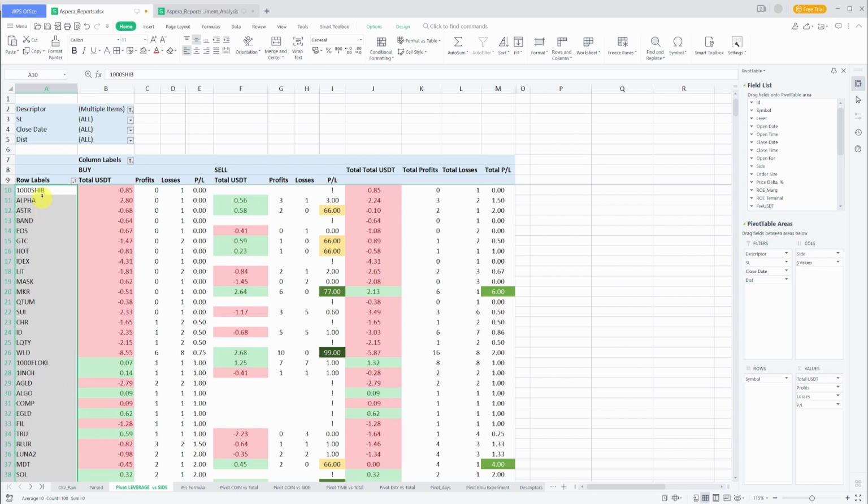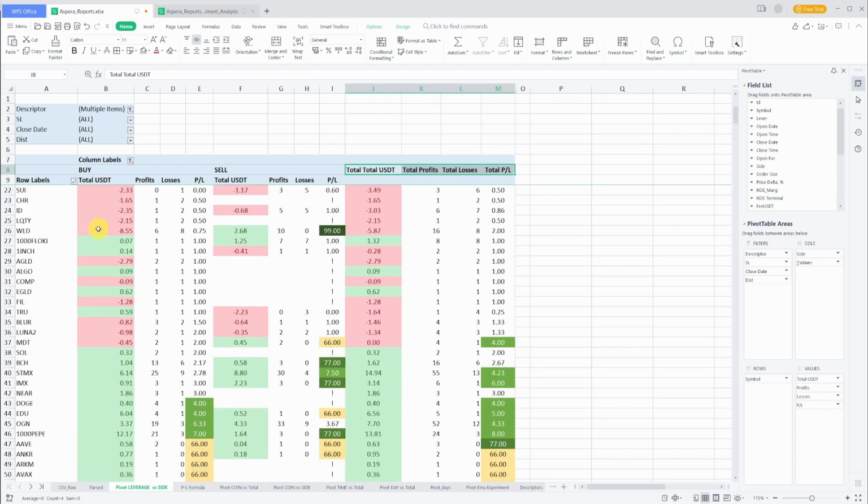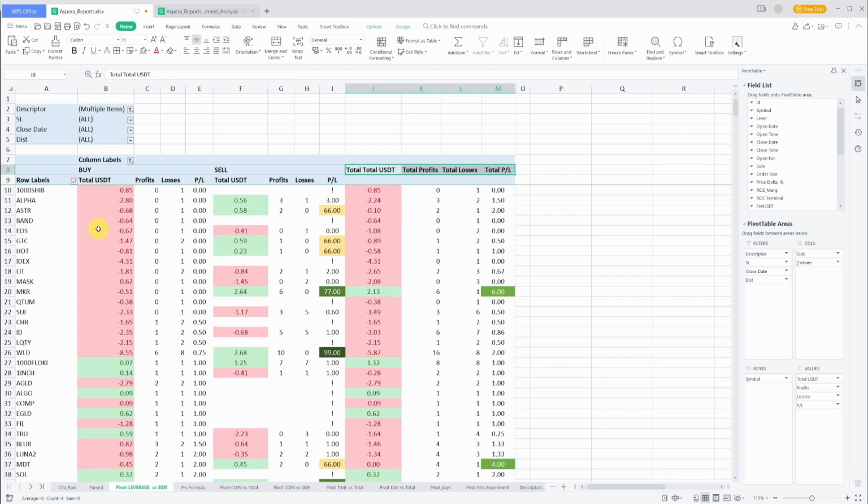Now, what do we have here? Across rows, you already know we got coins. And in the columns, we have the following. So these are split into sections for buy and for sell, and then for the total of buy and sell. Here we have the result of total USDT. This is just to gauge whether it's been overall profitable or not. And then we have this, the number of profits on this coin. On the buy side, the number of losses, and the same here, profits, losses, and then we calculate the profit to loss ratio. And as for my Bitcoin volatility, it's here in the filters.